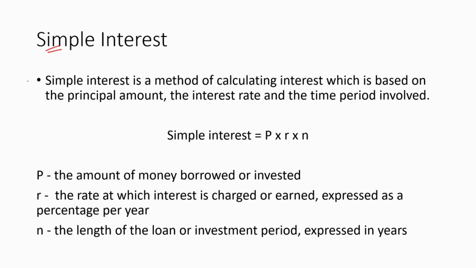Simple interest. Simple interest is a method of calculating interest which is based on the principal amount, the interest rate and the time period involved. This principal amount is also called the initial amount, or it is also called the original amount.